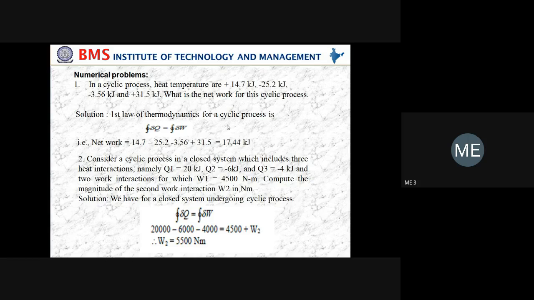Okay, then we have to apply the first law of thermodynamics. In the problem, it is clearly mentioned it is a cyclic process. In a cyclic process, summation of the heat transfer equals summation of work transfer. Hence, whatever amount of heat transfer we are getting is exactly equal to the summation of work transfer. That is, net work done equals 17.44 kilojoules. Okay. You see the second problem.